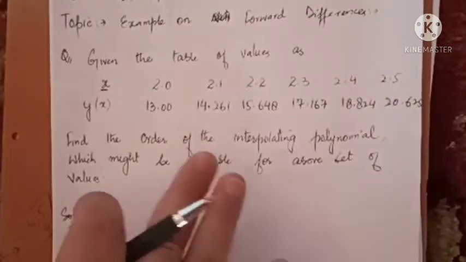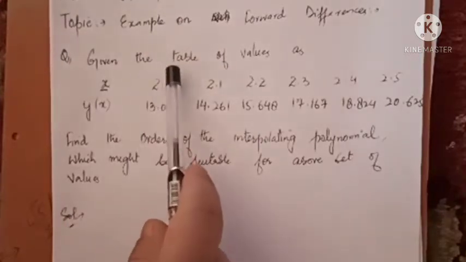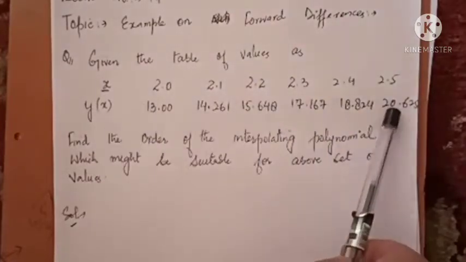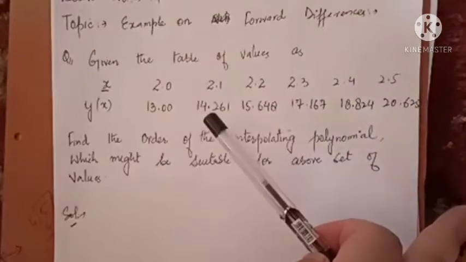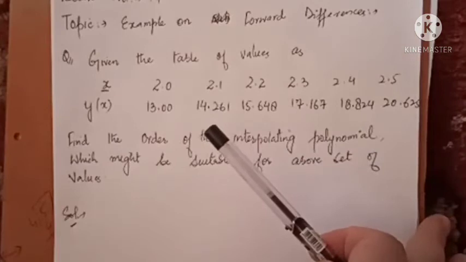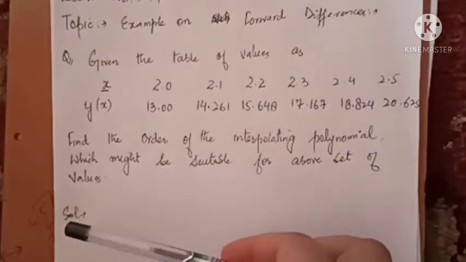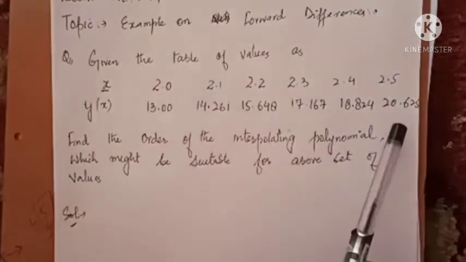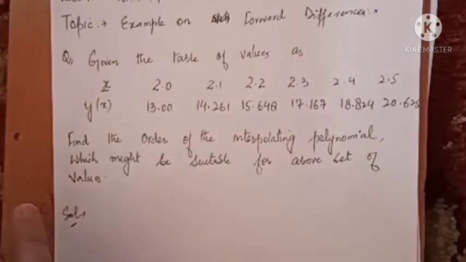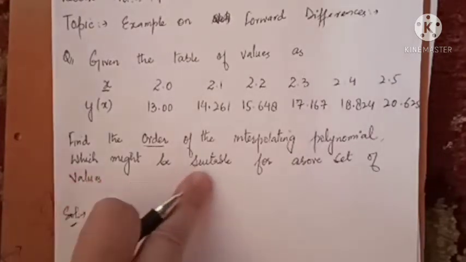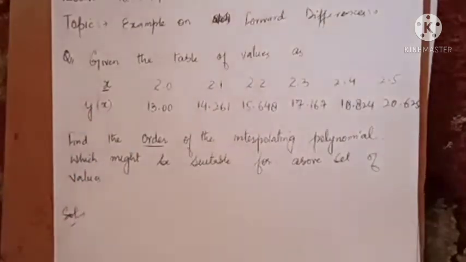So this is the first question. Given the table of values, these are the data points which we are given, and these are the function values corresponding to each data point. Interpolation is all about estimating values, right? But in this particular question, what is asked is to find the order of the interpolating polynomial. These are the data points of a certain equation, so we have to find the order of the polynomial which might be suitable for the above set of values.